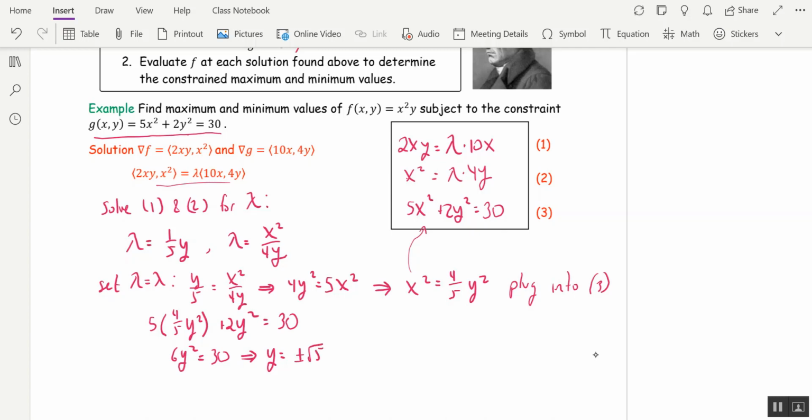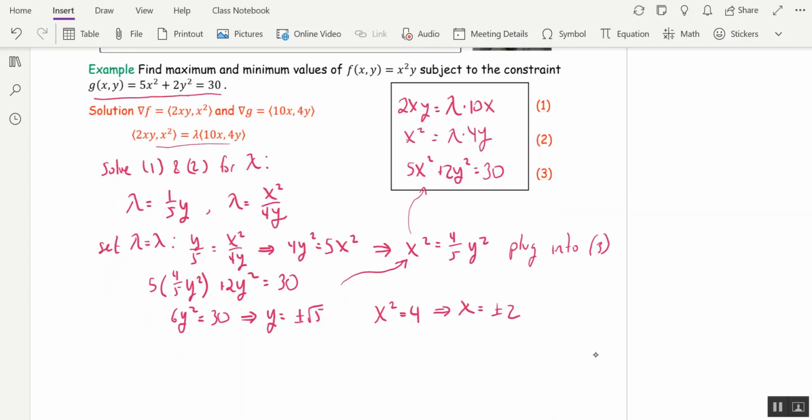Okay, now I need x for those y's. So I go back up here to this equation that tells me x squared is 4/5 y squared. Well, if y is plus or minus root 5, then y squared is 5. So x squared is 4. All right, that tells me x is plus or minus 2. So I've got 4 solutions. They are (2, root 5), (2, negative root 5), (negative 2, root 5), (negative 2, negative root 5).